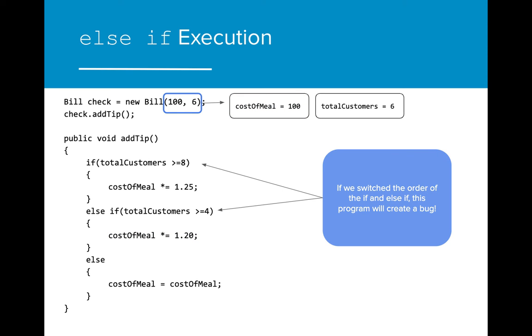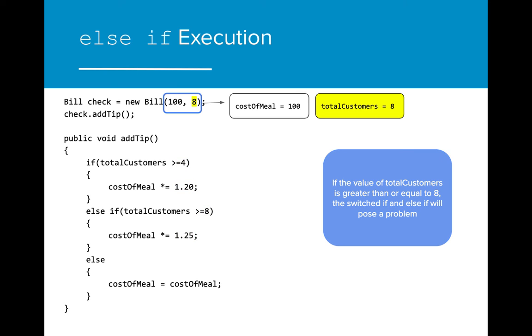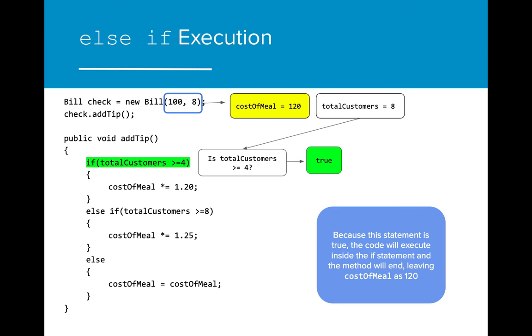It's very important to understand that the order of the if statement and the else if statement matter a lot in the case of this program. If we switch the order of these two statements, the program will actually create a bug that will mess up the calculation of the tip. If the value of total customers is greater than or equal to 8, the switched if and else if will pose a problem. When we run this program, the initial if statement tests to be true.